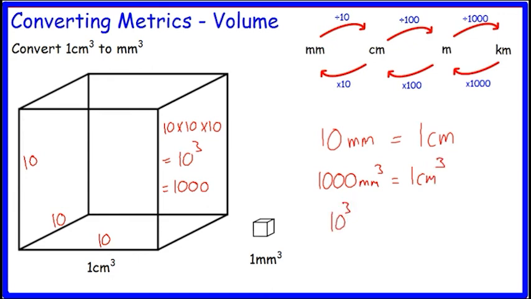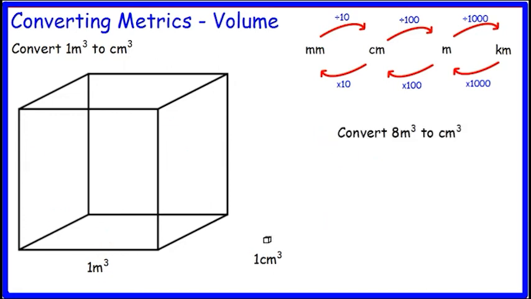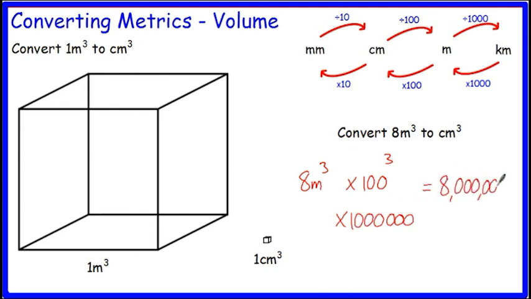Now let's see what these examples look like. Convert 8 meters cubed to centimeters cubed. Okay, so to get from meters to centimeters, it's times by 100. So 8 meters cubed will be times by 100, but it won't. It will be 100 cubed. That's the same as a million. So 8 times a million is 8 million centimeters cubed.